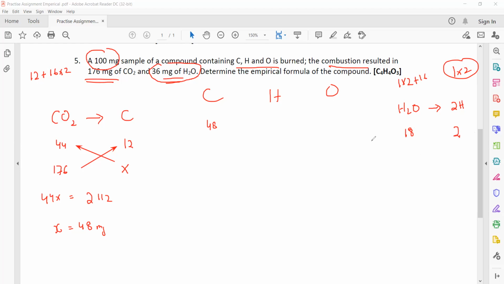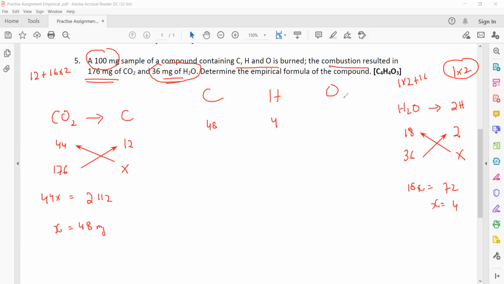But in the question we have 36 milligrams. So how much hydrogen is there? X. Cross multiply. So 18x is equal to 72, 36 multiplied by 2 is 72. So 72 divided by 18 will be 4. So how much hydrogen will be there? We'll have 4 grams.